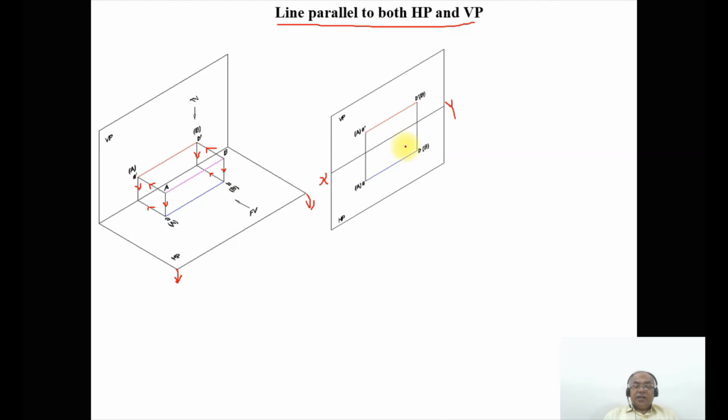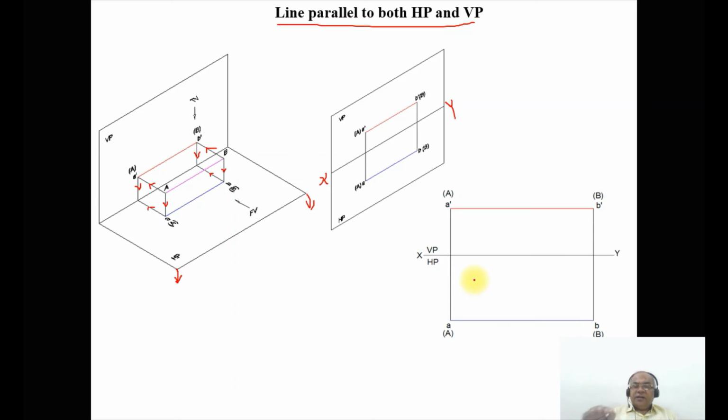In other words, if the front view line is parallel, its corresponding top view will be in true length. Therefore, you have capital A and capital B here. So this is how you can analyze this. When you want to represent this in an orthographic view, you can see XY, VP and HP. Now you can see that the front view line is parallel, its corresponding top view will be in true length.